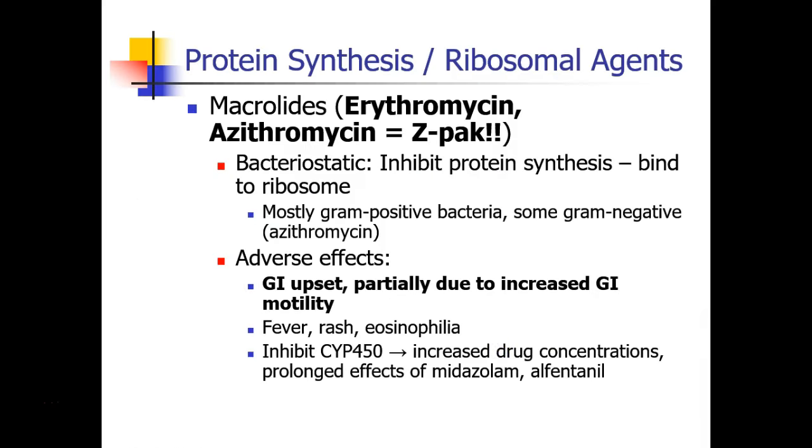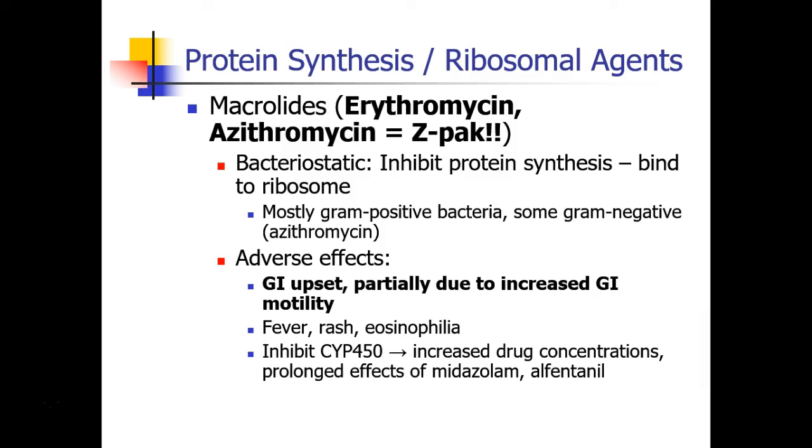Now let's talk about a series of other antimicrobial agents. The first group we'll talk about are the macrolides. These include erythromycin and the famous azithromycin, which is the Z-Pak. These are drugs that target protein synthesis and the ribosome. They are bacteriostatic, which means they inhibit protein synthesis by binding to the ribosome and prevent the bacterial cell from maintaining its normal functions. These drugs work mostly against gram-positive bacteria and some gram-negative bacteria, especially azithromycin.